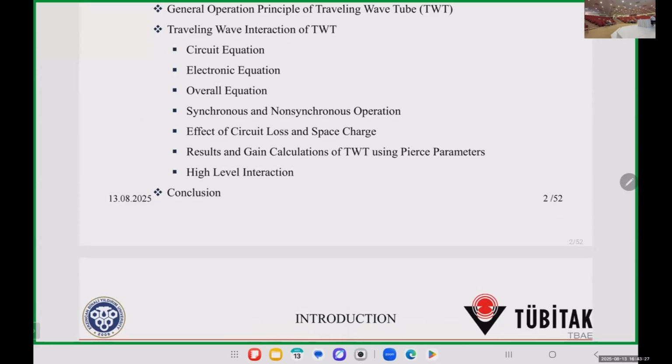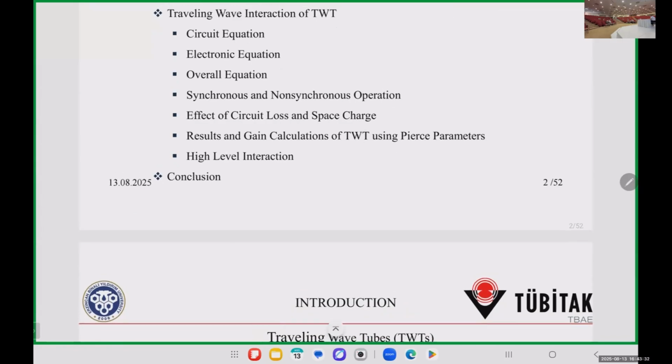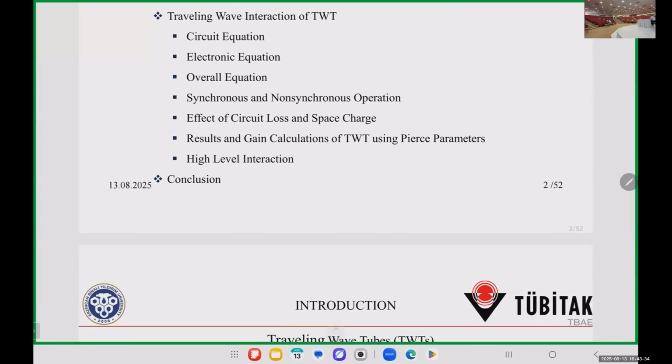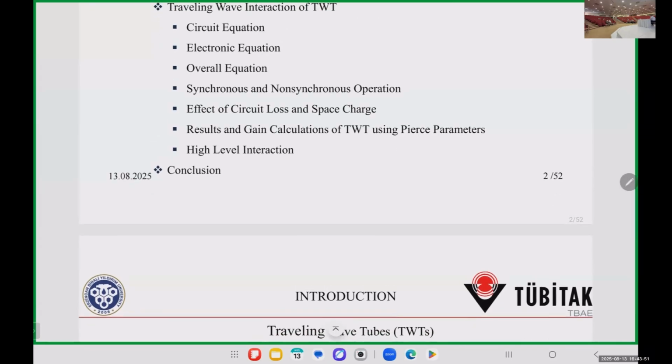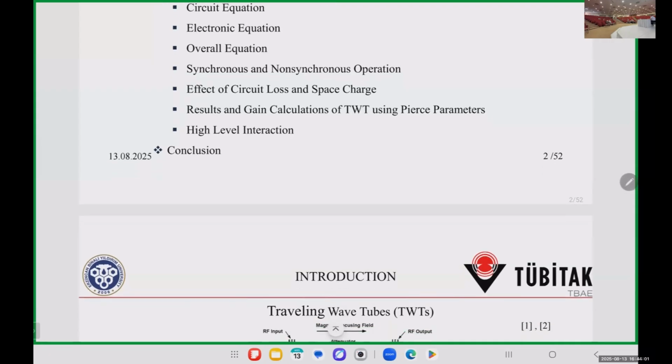We can discuss synchronized and non-synchronized operation of this equation. So we can discuss how these roots of the equations can behave in the TWT. So if we include the effect of circuit loss and space charge, how can we see it in the equations? So we can discuss.